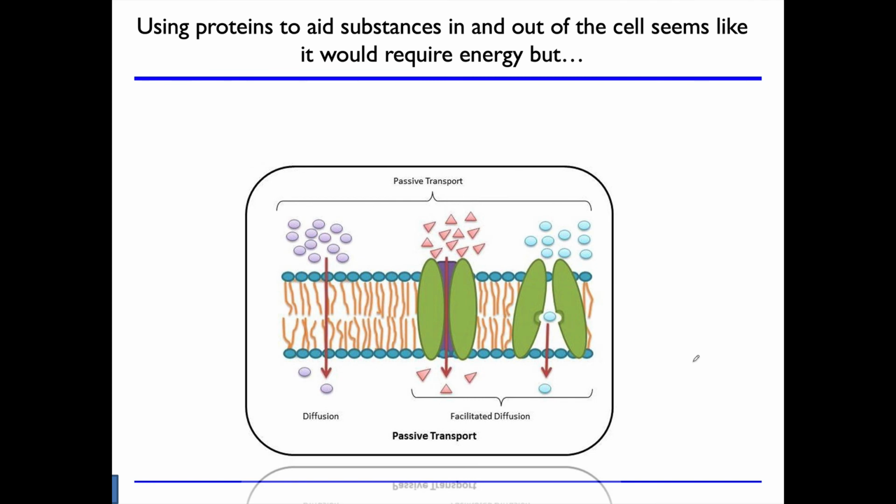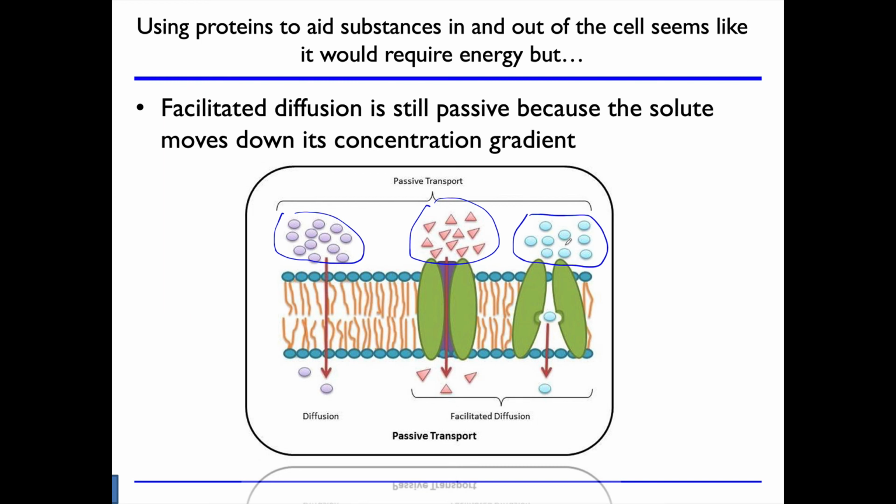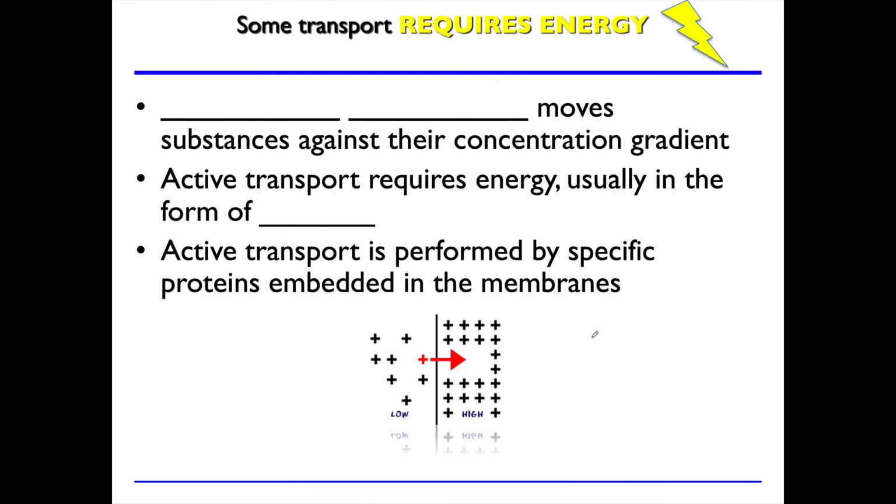So again, big picture is when you have more of one thing on one side of the membrane than the other, diffusion tells us that it's going to try to get into the cell where there's less of it. And it seems like getting all this stuff in would require a whole bunch of energy, but remember that facilitated diffusion is still going to qualify as passive, because those solutes are moving down their concentration gradient. They just happen to be controlled a little more by these gatekeepers within the membrane itself.